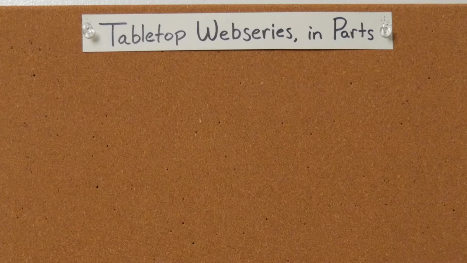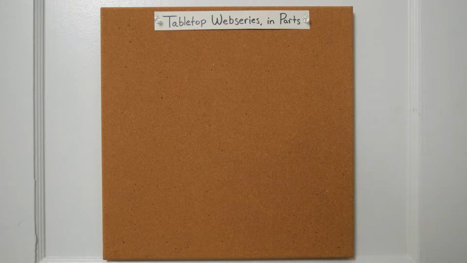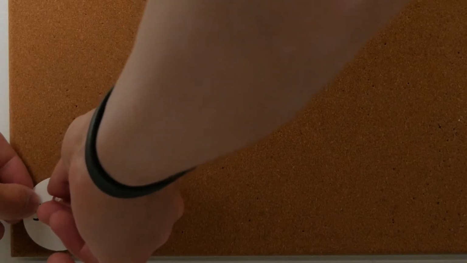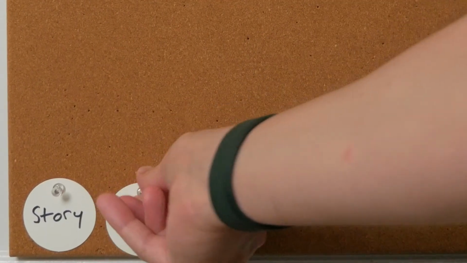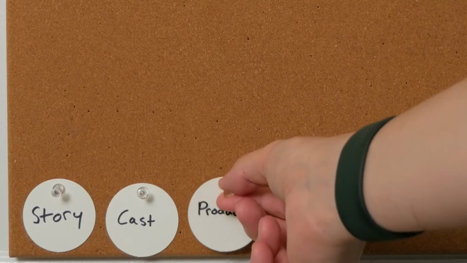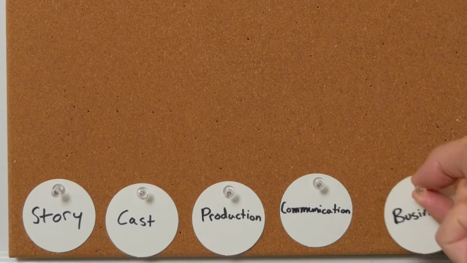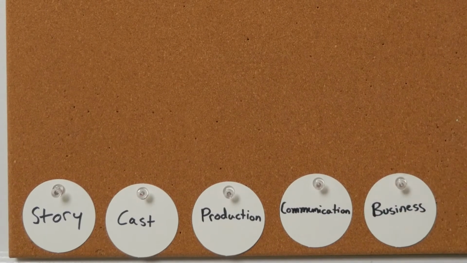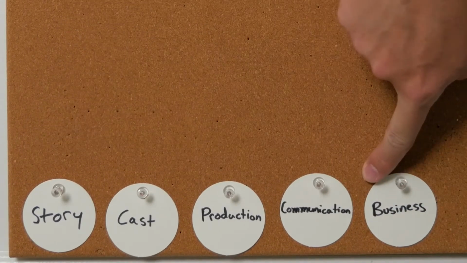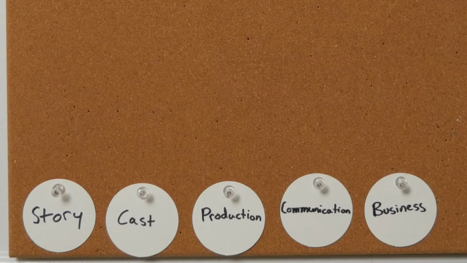So let's now take the whole concept and break it down into an outline. A tabletop web series in parts. The way I have to organize the web series in my head just to keep track of everything is to break it up into 5 parts. We have the story, the cast, the production, communication, and the business. These are the main 5. Everything else is a subdivision of these.